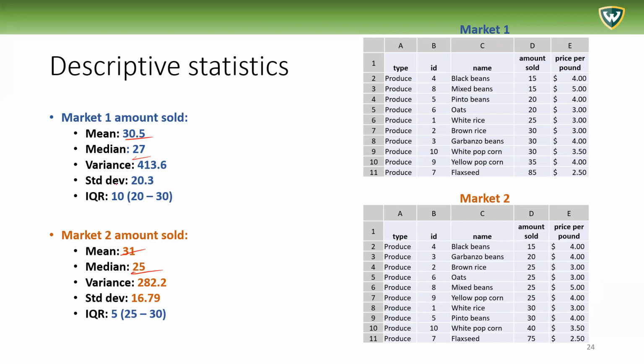The variance, let's focus on standard deviation. So standard deviation on the market 1 is 20, and standard deviation on market 2 is 16. So it seems there is more wild dispersion, wild variation in market 1 compared to market 2 regarding how the different items were sold. And the same for the interquartile range. So in the market 1, interquartile range is 10 or between 20 and 30 amounts of pounds sold. And the market 2 is 5. So it's very much less in market 2, the variation in market 2 compared to market 1.